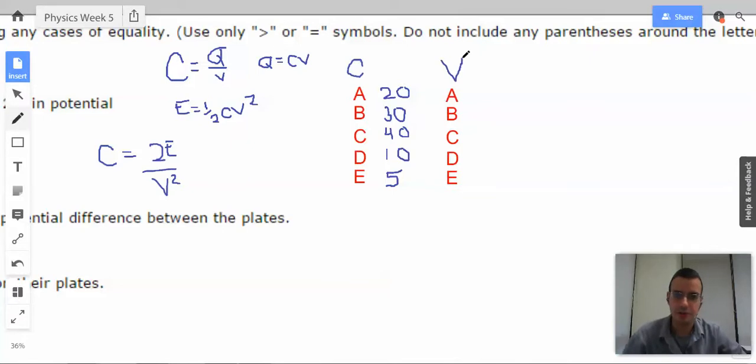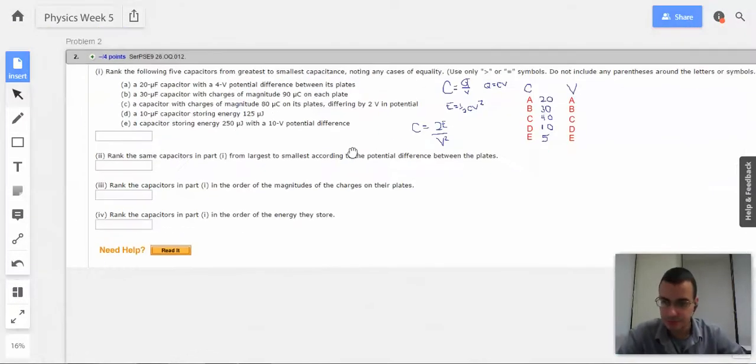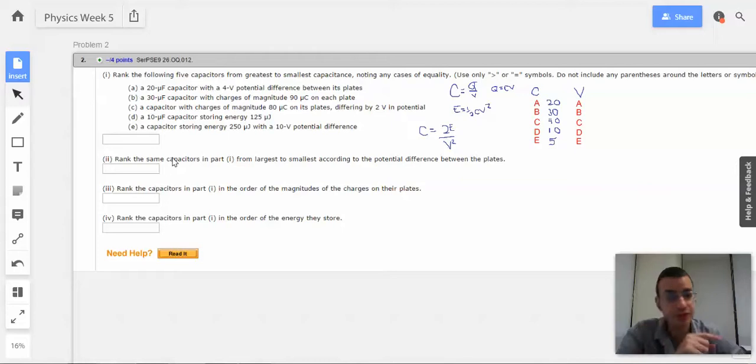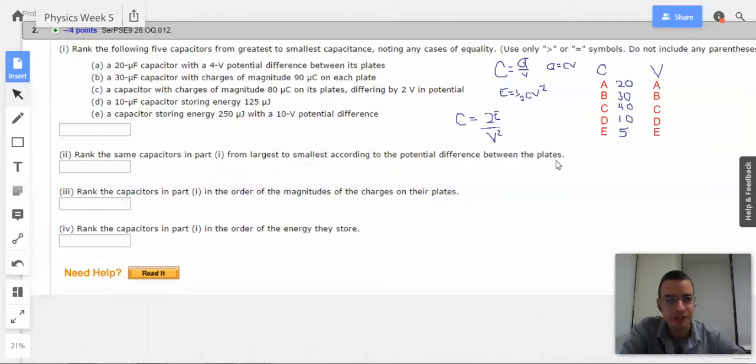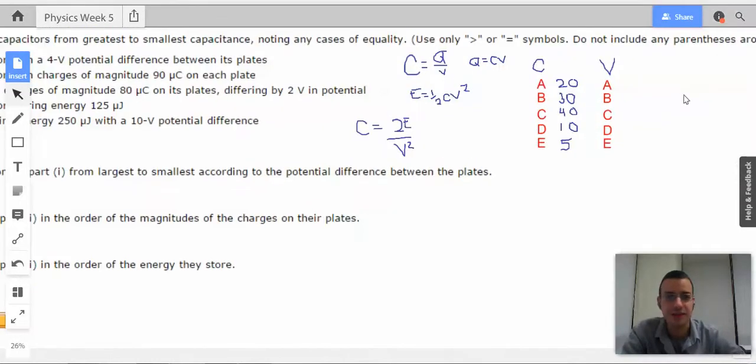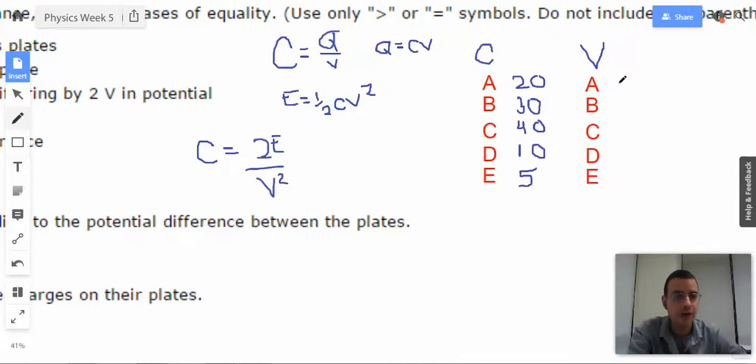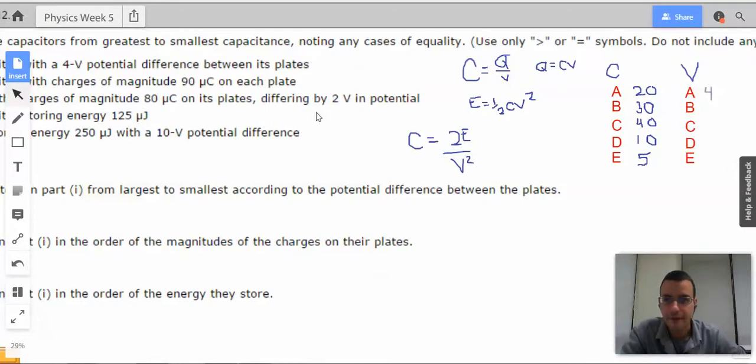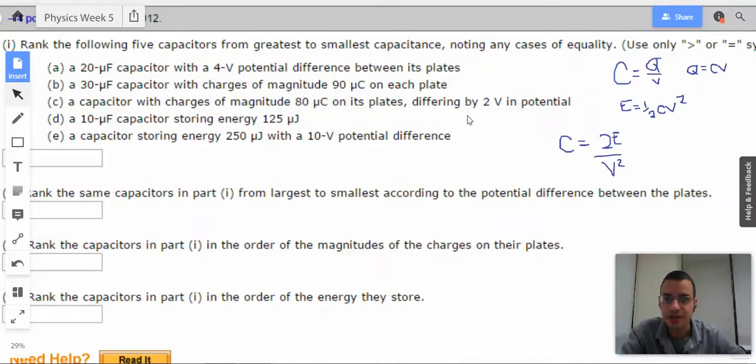All right, next one I think was voltage. So now we're going to do the same thing we did before, but with voltage. Rank the same capacitors from largest to smallest according to the potential difference between the plates. So first one, easy, because they tell us it's 4. Next one, they tell us nothing, so we need to figure this out.